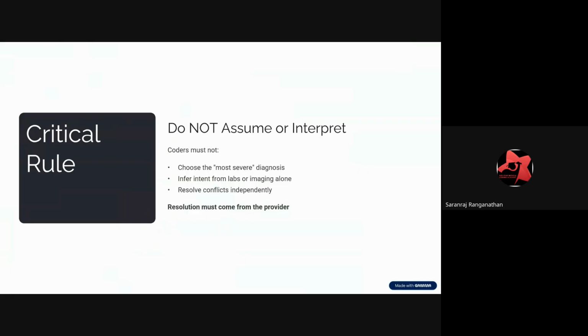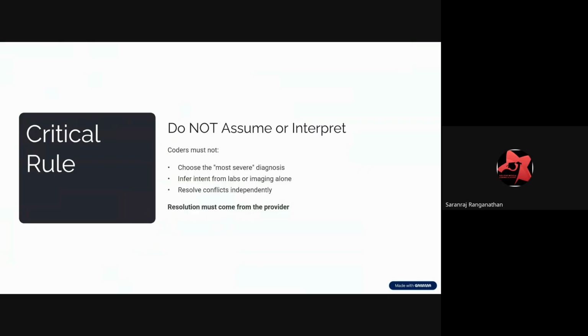You may have discussions. You may have different opinions on the guidelines. But at the end of the day, the guidelines are the ones we are going to follow. So always, never assume the documentation. That is very, very important. The coder must not choose the most severe diagnosis, infer intent from lab or imaging alone, or resolve conflicts independently. So all this together.